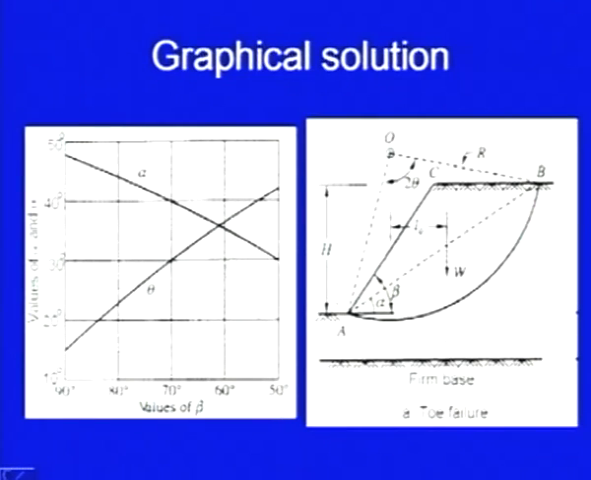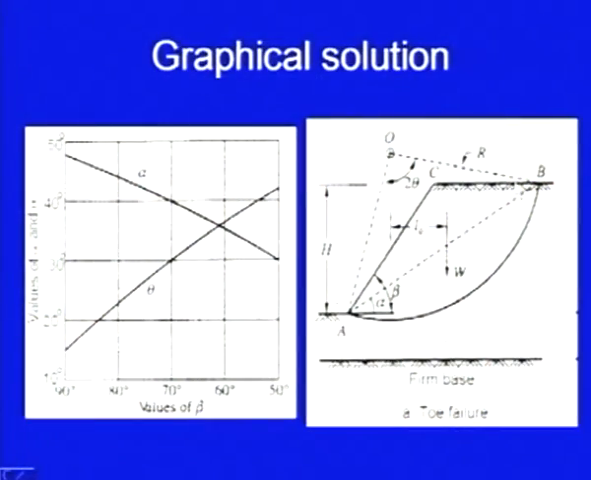and I was discussing the graphical solutions, because now what we have to do is, after taking one circle and doing a lot of calculation, we have to take another trial circle, another center, and the same procedure has to be repeated a number of times, and then we have to find that circle which has the minimum factor of safety. So, the graphical solutions are very easy in these cases. So, here the graphical charts are available.